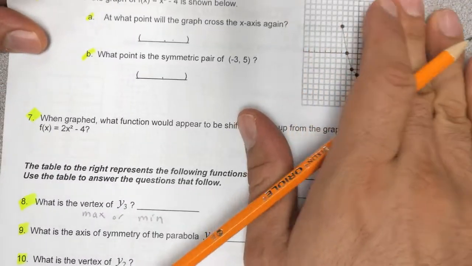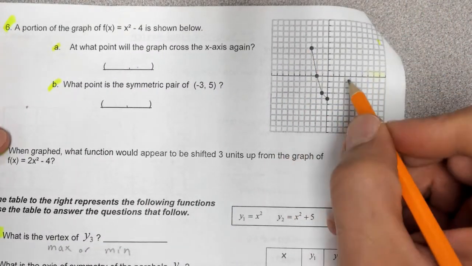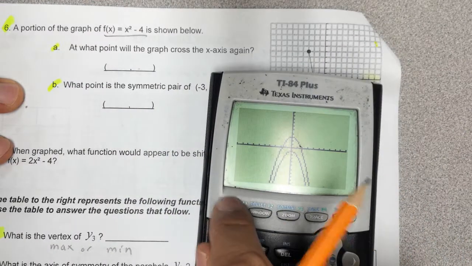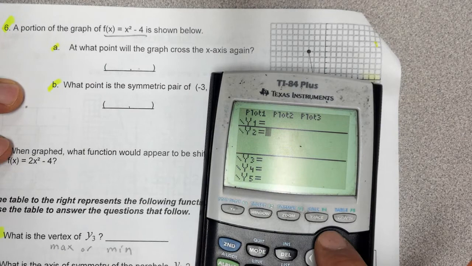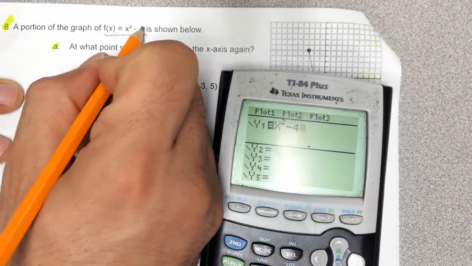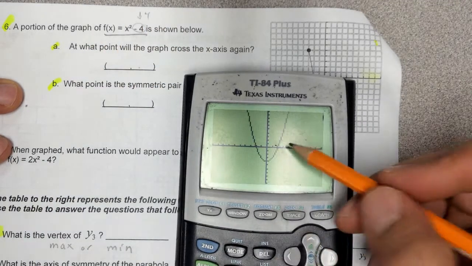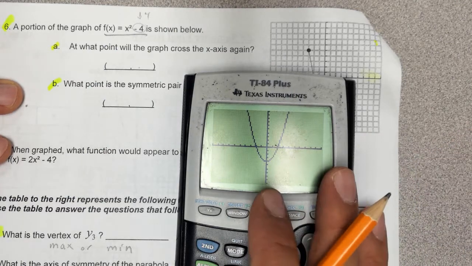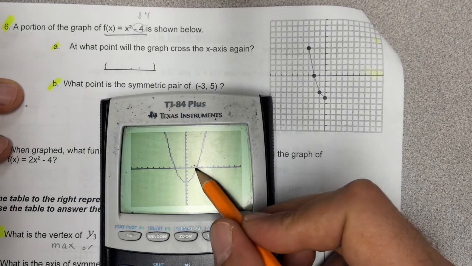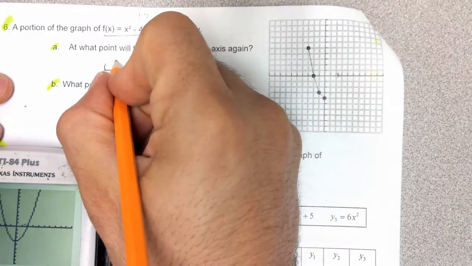Here's another one. In this case, you notice they drew half of a parabola and they want you to finish it. And they give you the equation. So whenever they give you the equation, all you have to do is go to the calculator and plug it in there. It's x squared minus 4. Now again, this just means that it's down 4 units. So you graph it, it looks just like a normal x squared. Instead of being at 0 though, it went down 4 units. Now, they're asking, when will it cross the x-axis again? This is the x-axis again. It's being crossed at 2.